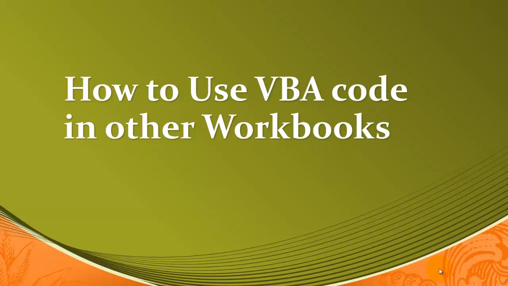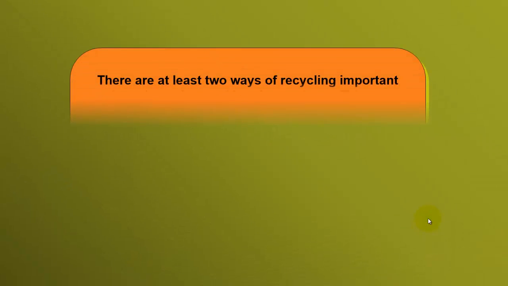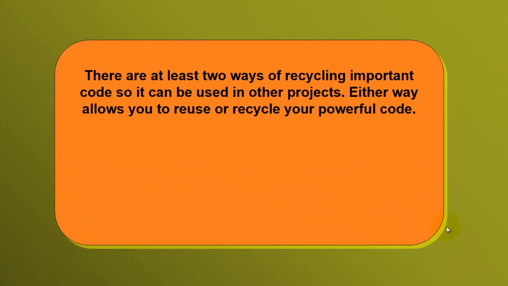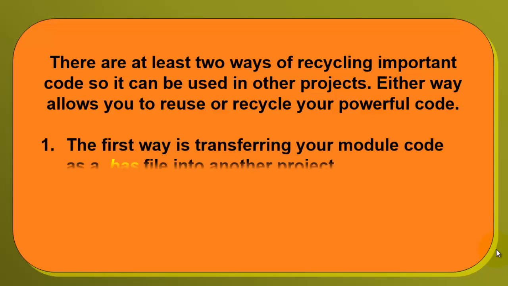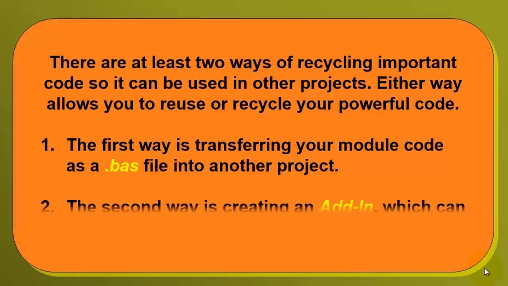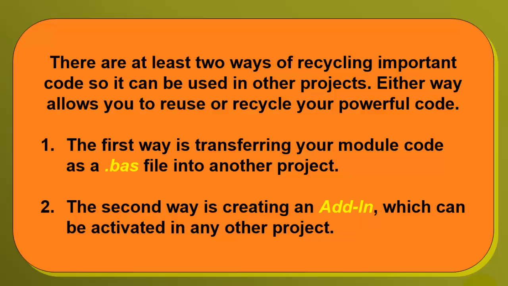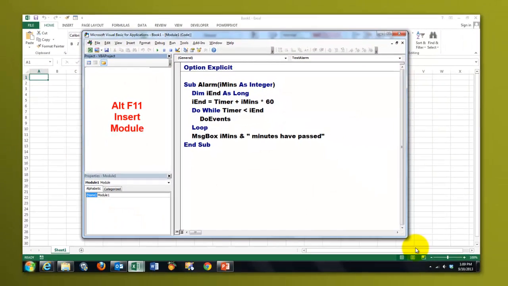Sometimes you have VBA code that you want to use in other workbooks, or you want other users to use your code. Don't keep reinventing the wheel. There are actually two ways to recycle your code in other projects. The first way is transferring your module code in the form of a Bas-file. And the second method is to create an add-in which can be activated in any other project. Let's start with the first one.